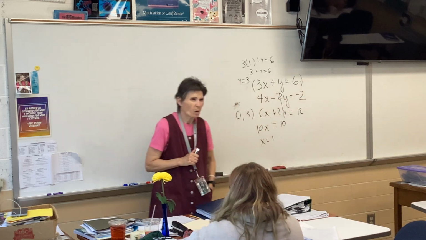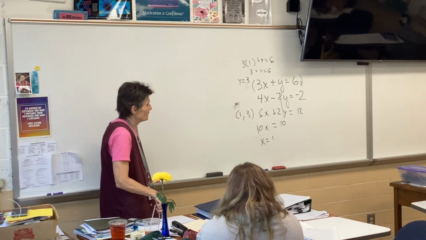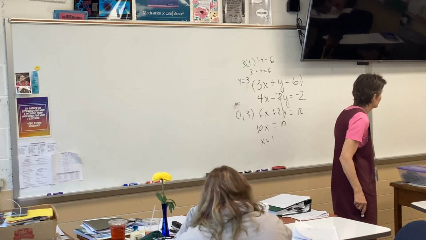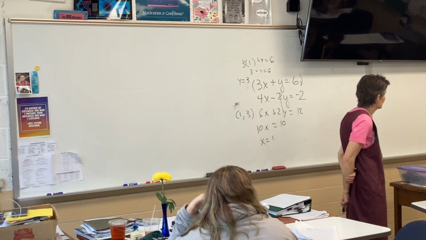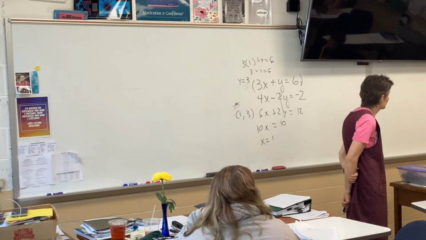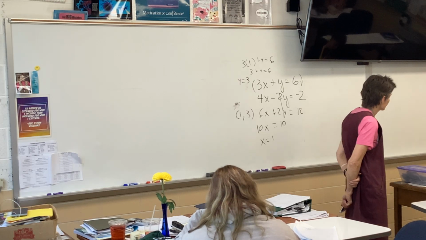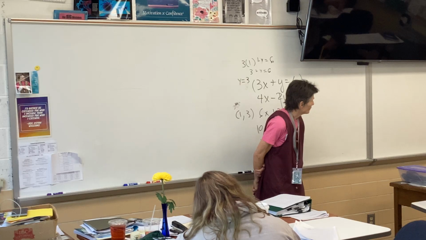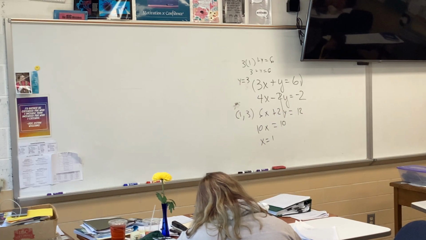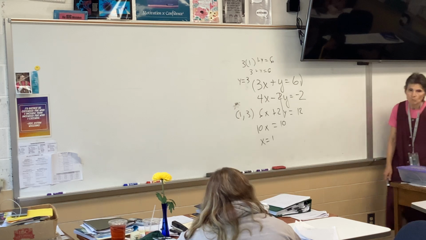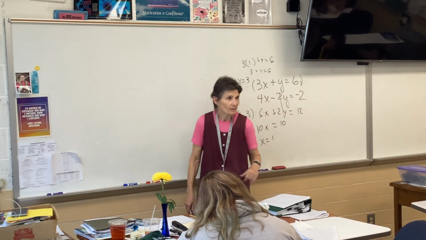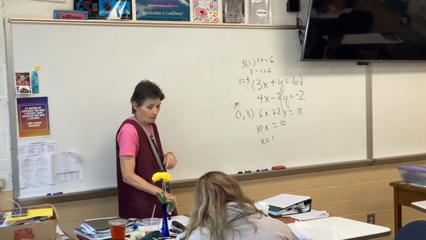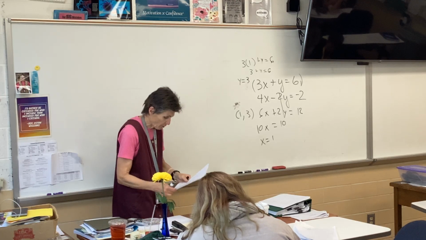Okay, Joseph got y equals 1. Yeah, that's what I got. So Joseph got 1 comma 1. Anybody else get that? 1 comma 1. Good. All right, we'll do one more no calculator and then we'll do a couple with the calculator.